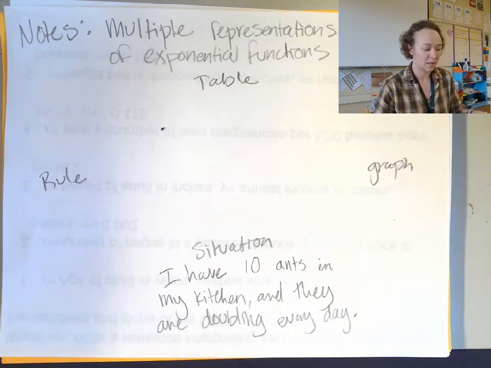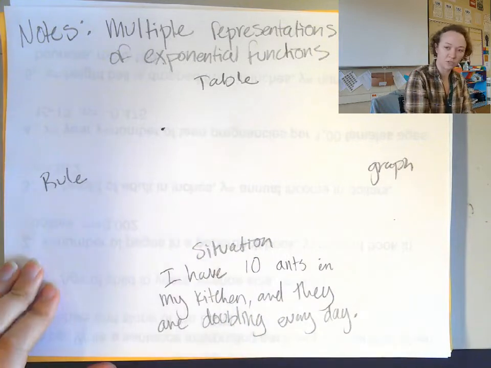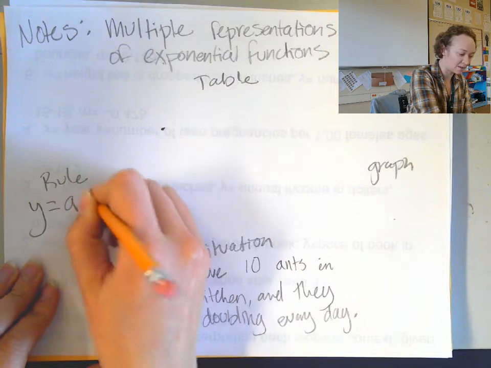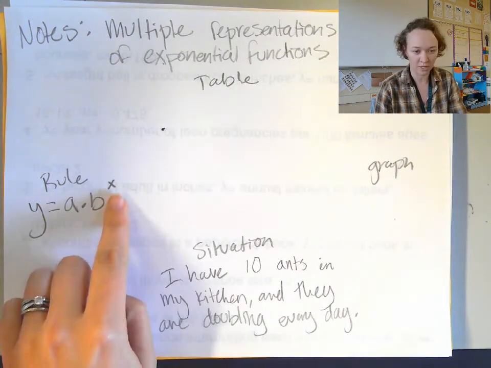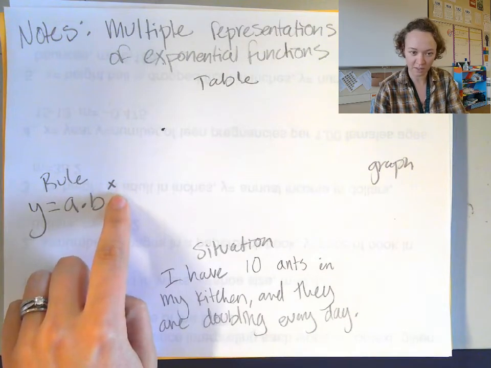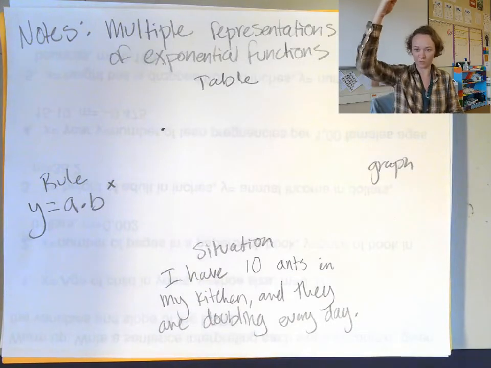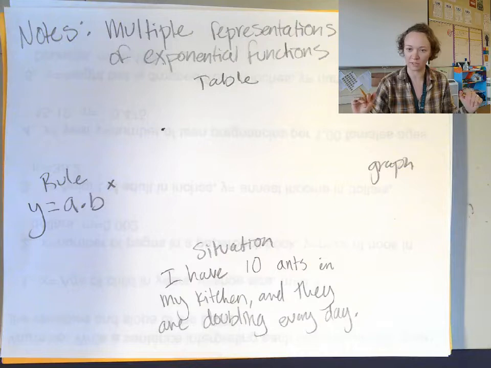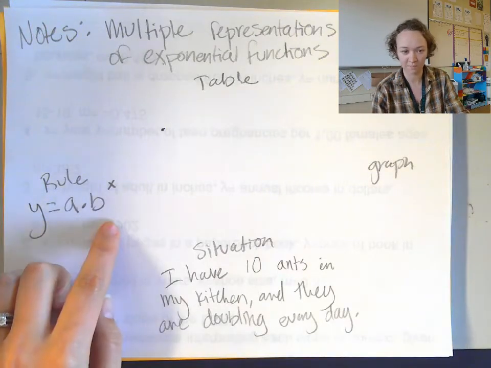So let's go ahead and start with the general form of the rule. Exponential functions are always written in y equals a times b to the power of x. Sometimes we might do a plus or minus something on the x, or a plus or minus something on the end. That would shift it side to side or up or down. I'm not worrying about that for this video. For this video, we are just focusing on a and b.